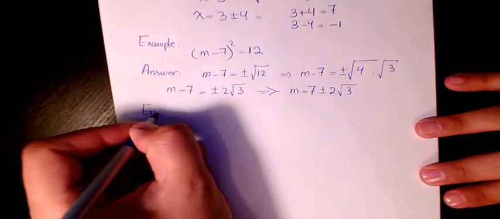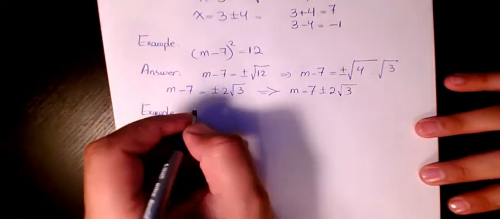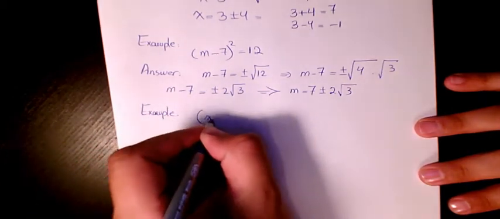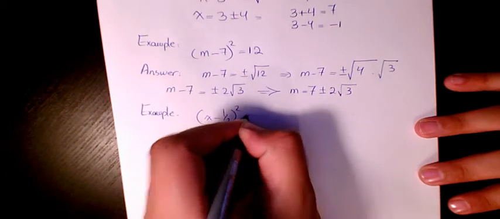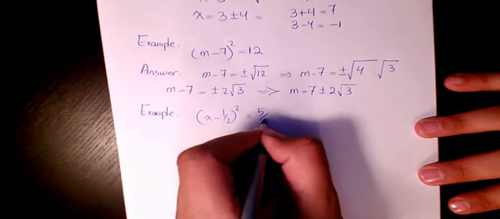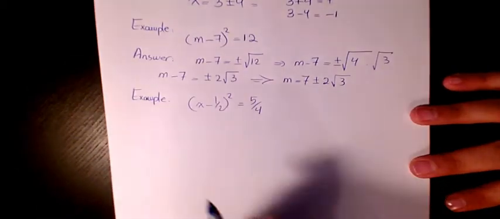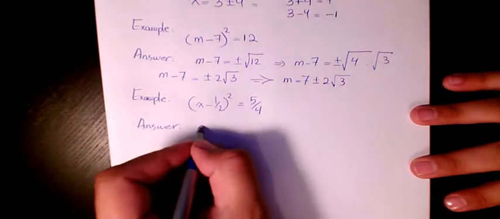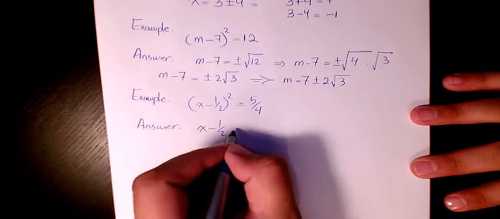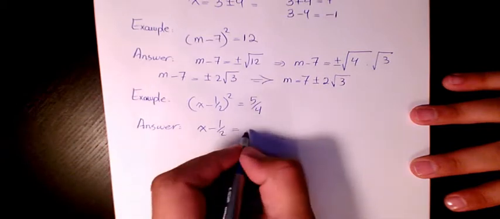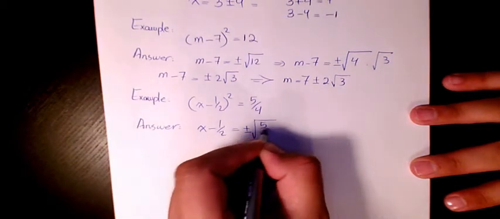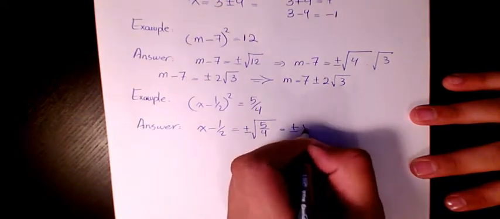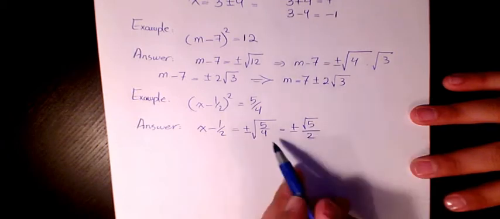Next example. We have (x minus 1 over 2) to the power of 2 equals 5 over 4. The answer is x minus 1 over 2 equals plus minus square root of 5 over 4, which will be plus minus root 5 over 2, because the square root of 4 is 2.